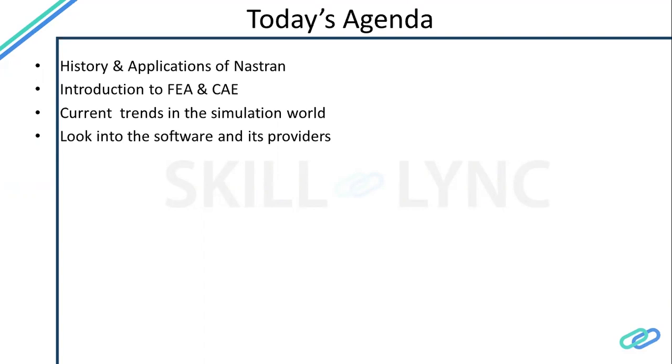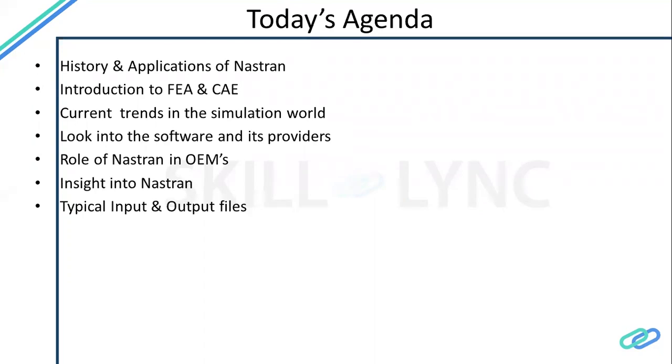Then we'll look into the software and its providers. So who are the leading companies which are providing this Nastran software, and the licensing and the software and hardware requirement. Then we'll move on to the role of Nastran in OEMs. So most of the OEMs will be using Nastran for the analysis of their products, and how Nastran is helping them in the industries. That I'll be discussing in this.